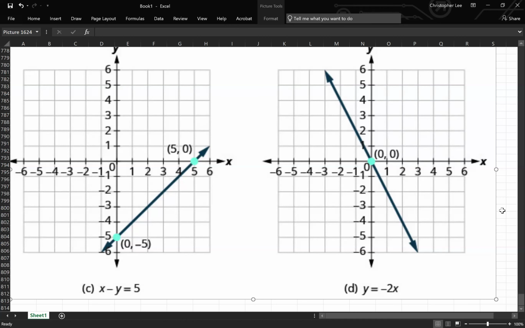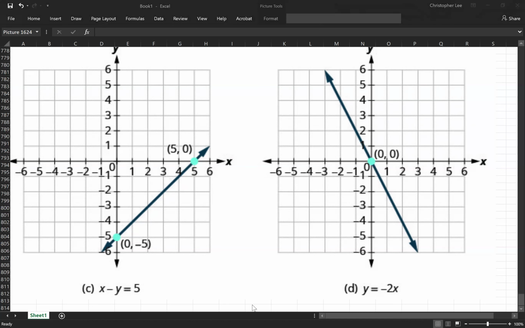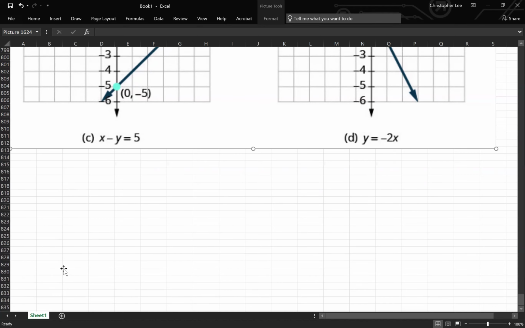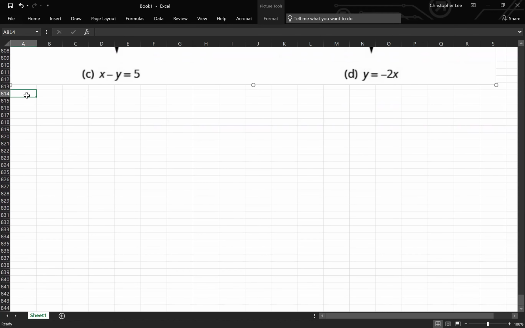What about this last graph? What's my x-intercept? (0, 0) what? (0, 0), right? Good. All right. This is possible. This kind of thing happens. So, let's talk about it.